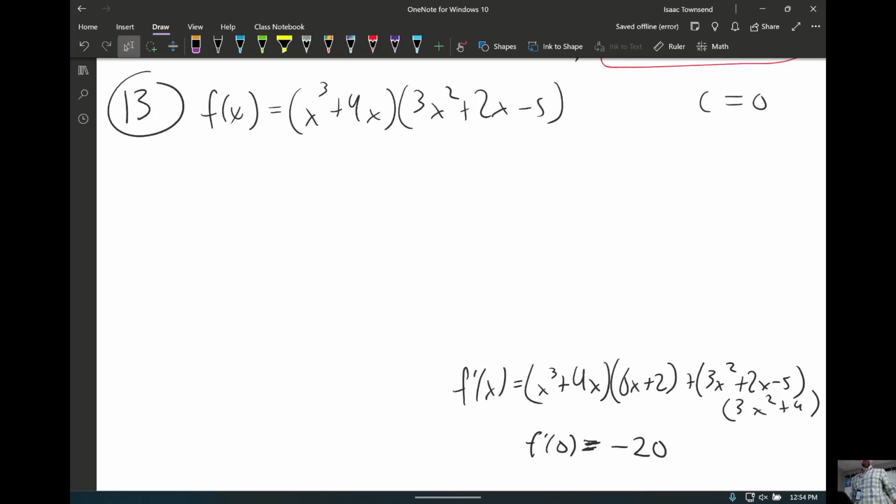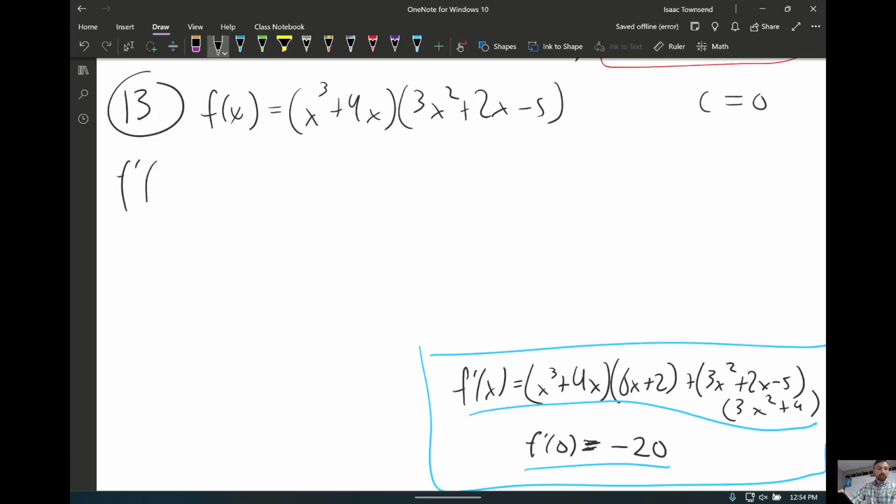Okay, so 13 had the answer written in a couple different ways, so I'll talk about that in a second. But there's also two things they want you to find here. They want you to find the derivative and the derivative at 0. So that just means plug 0 into whatever you got the derivative of. So these are the two answers they come up with.